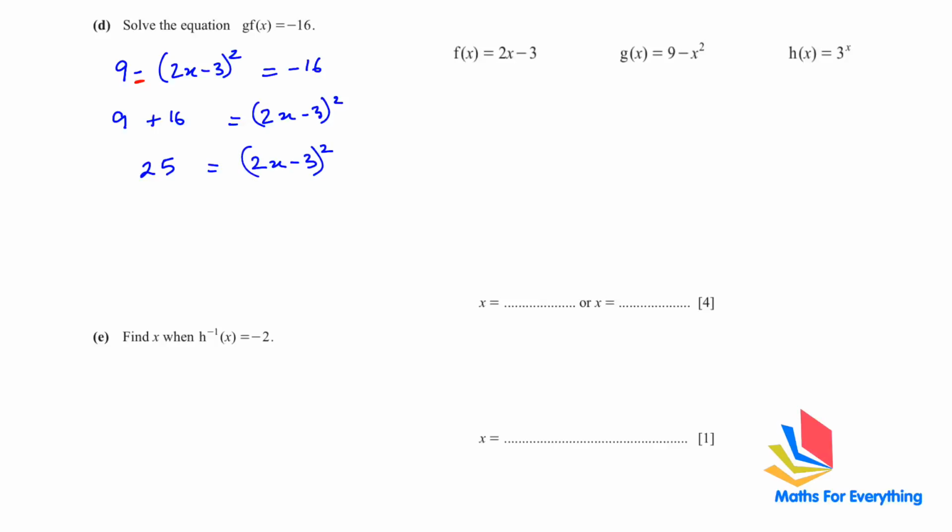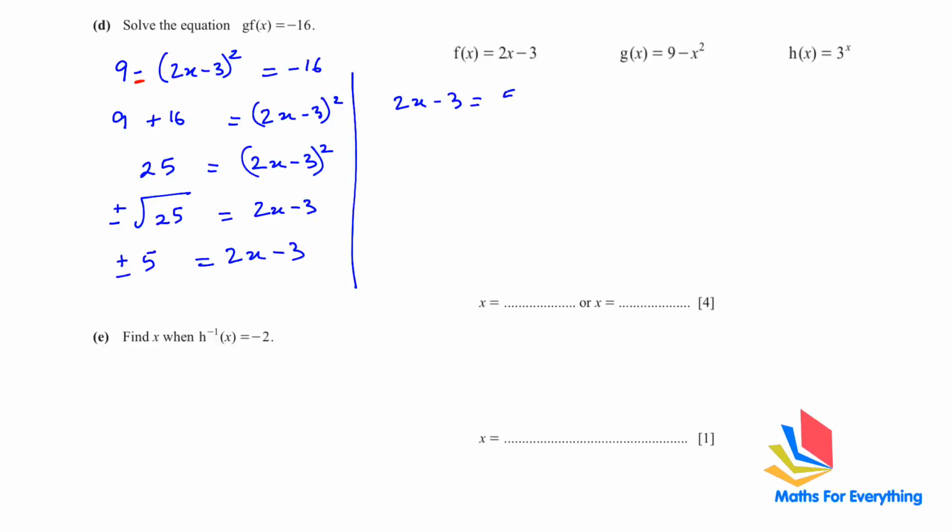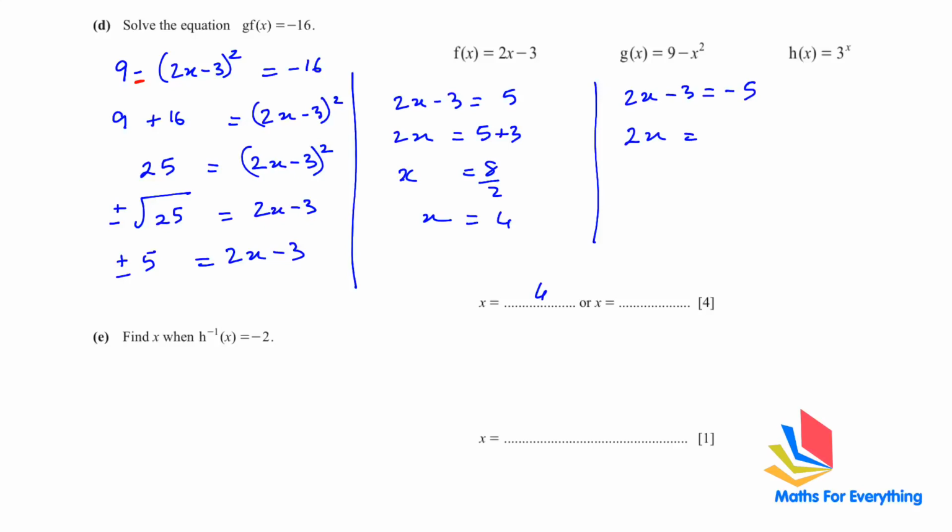Whenever you have a square and the other side you have a number, you can square root this number and put a plus and a minus. So you will get plus or minus 5 is equal to 2x minus 3. Now to find x, we are going to write 2x minus 3 equals 5 and 2x minus 3 equals negative 5. So let's solve for x. 5 plus 3 is equal to 8. Divide by 2, x is equal to 4. And for this question, negative 5 plus 3, negative 2. Divide by 2 and we will get negative 1. So x is equal to 4 and x is equal to negative 1.